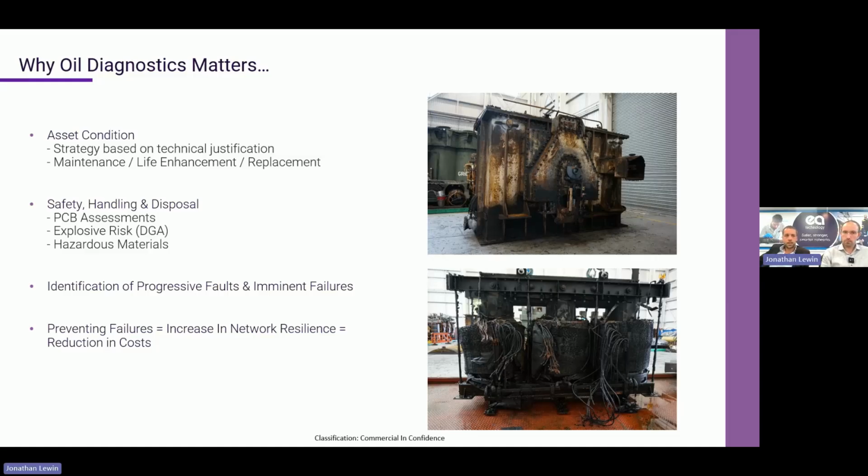Also, through oil diagnostics, we can identify faults present in the asset. We can monitor those faults and also encourage intervention before failure of the asset occurs. And clearly, preventing failures saves money for asset owners, both in terms of the cost of replacing those assets should they fail, but also the avoidance of downtime on the network.